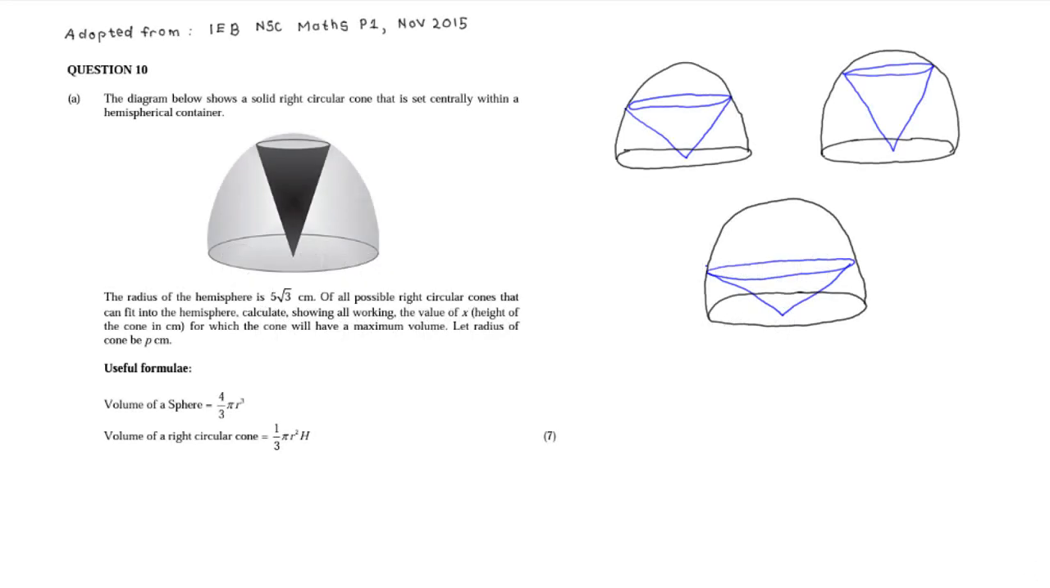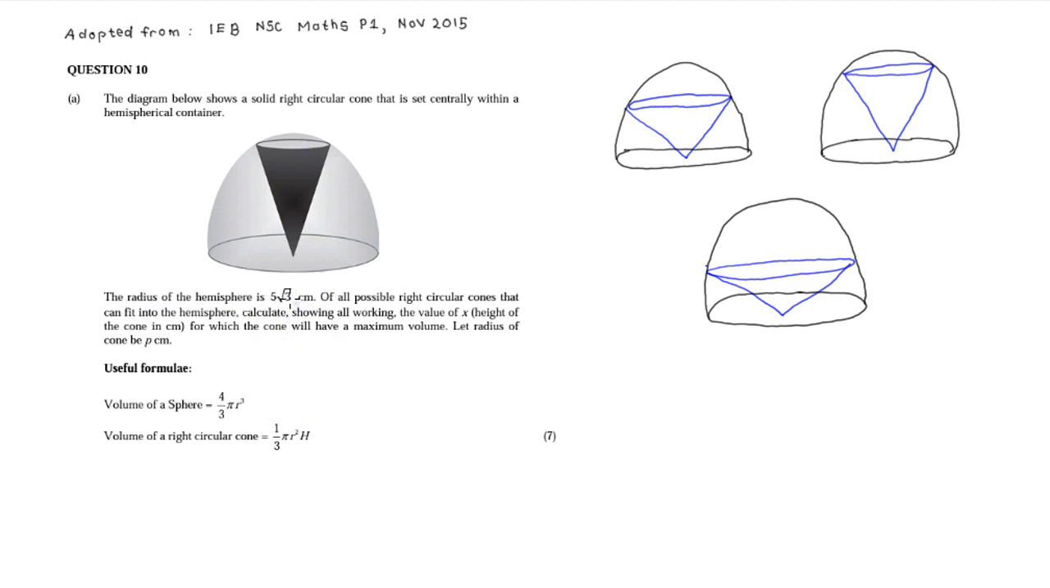Welcome back. In today's video, I want us to look at question number 10, adapted from the IEB past paper for 2015. They say that in the diagram below, we have a solid white circular cone which is centered within a hemispherical container. You can see that the cone has been inscribed inside of a hemispherical container, and we're told that the radius of this hemisphere is 5.3 centimeters.